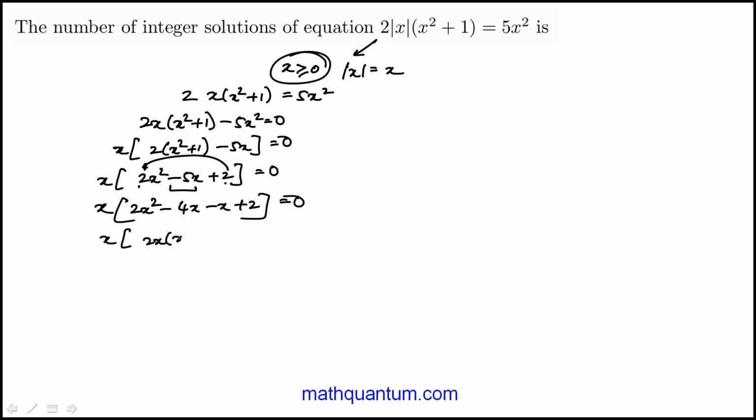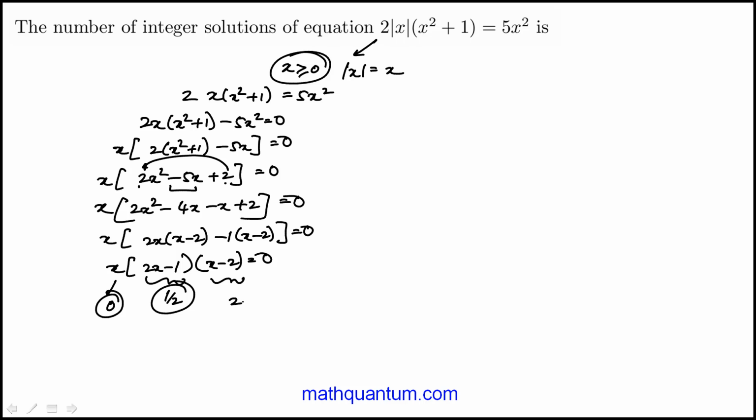So factor out the largest common terms. Make sure you are very comfortable with this method that I'm using, and you can apply it to different quadratic equations. So this is the factorized form. The possible values of x are 0, which will give us half, and then 2. We're looking for integer values, which are 0 and 2. So we have 2 so far.